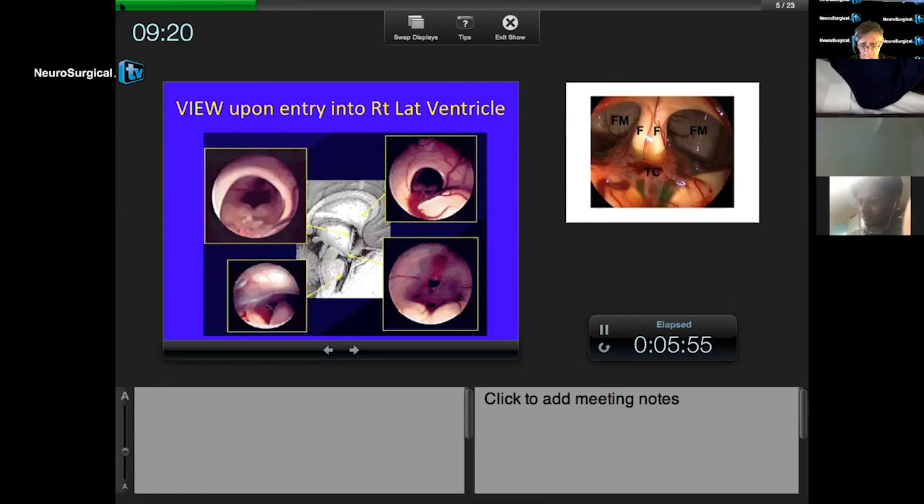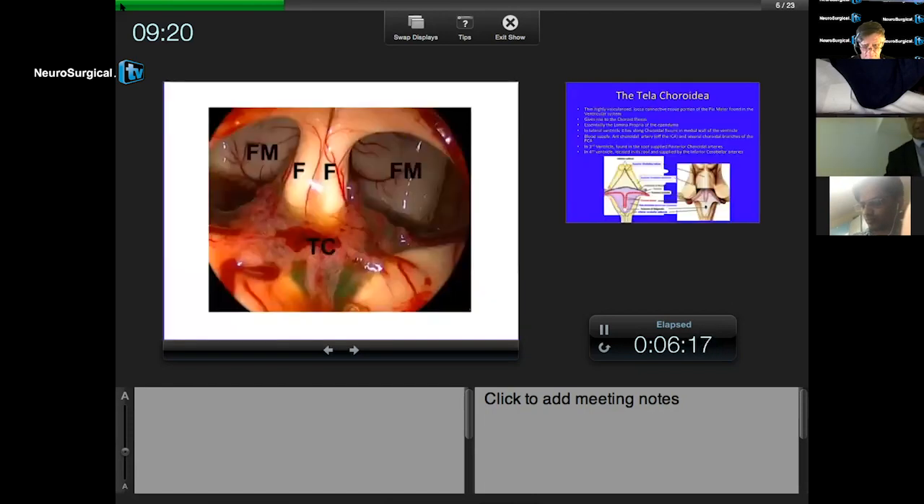So in an ideal setting, this is what you want to achieve. Get in, see your choroid plexus, your thalamostriate vein, your fornix, enter into it. You're entering into the third ventricle. As you enter into the third ventricle, locate your mammillary bodies and do your procedure. And we'll be practicing that this afternoon as to how to do that.